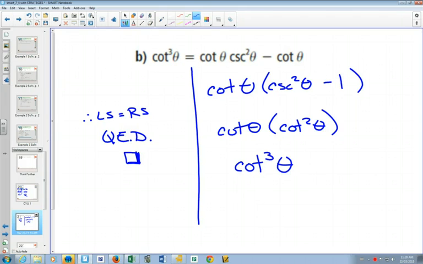I'm going to add a part C to this one, which you can try to prove under that think further at the bottom of the page.